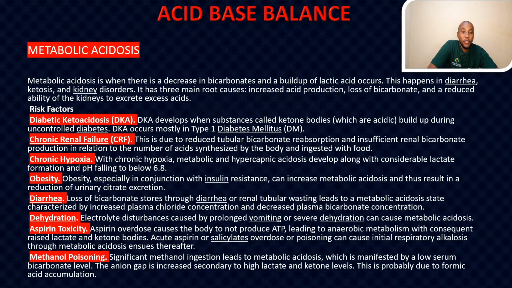Aspirin overdose causes the body to not produce ATP, or what we call adenosine triphosphate, leading to anaerobic metabolism with consequent raised lactate and ketone bodies. Acute aspirin or salicylic overdose or poisoning can cause initial respiratory alkalosis, and metabolic acidosis will ensue thereafter. Another risk factor is methanol poisoning.